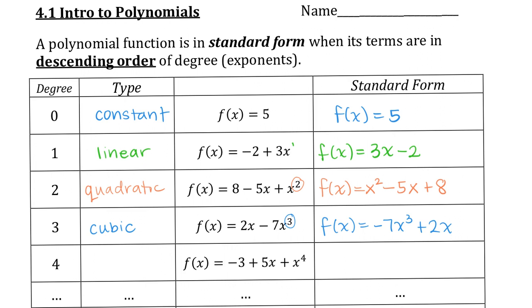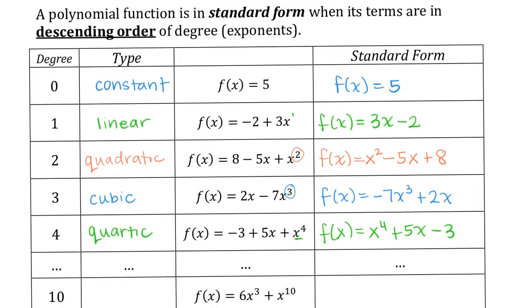Okay, degree 4, we have not named this before, but this is a quartic. Quartic is when the highest degree, the highest exponent, is 4, which in this case is this one. When I rewrite this in standard form, highest exponent is x to the 4th. There's no x cubed, there's no x squared, so the next one is 5x. And then the -3 is last.